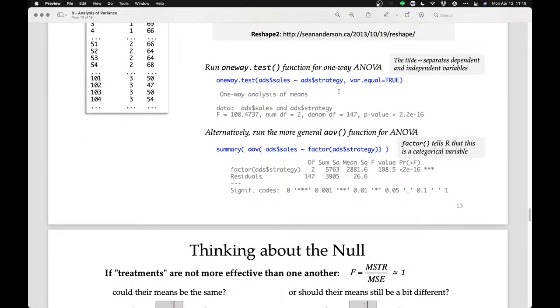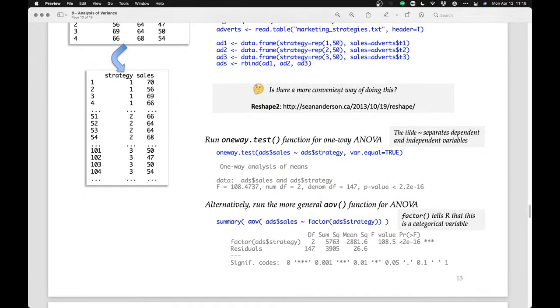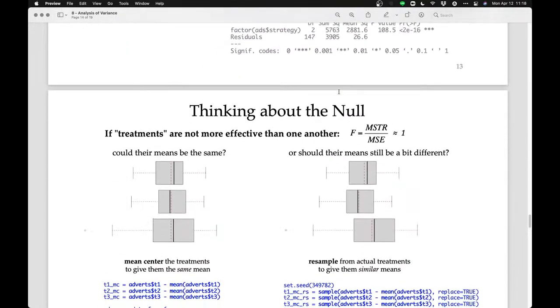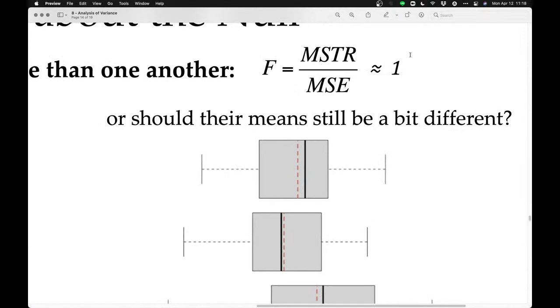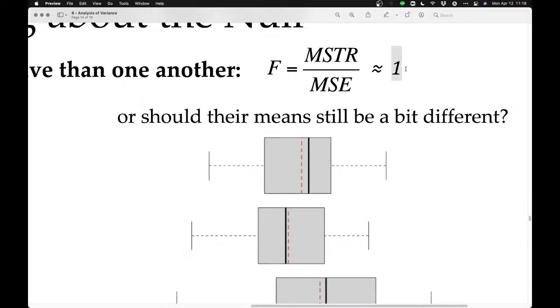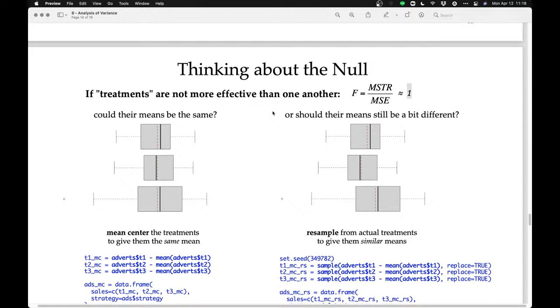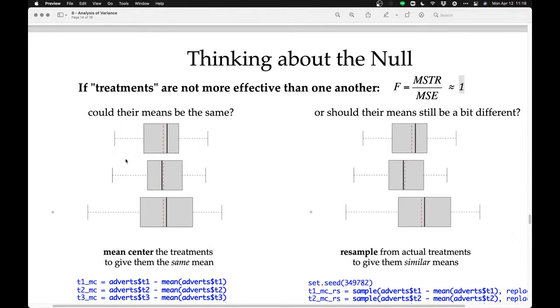So I want to try to bootstrap this thing, but I want to ask a little question before we bootstrap this. What does the world look like when F is equal to 1? If the treatment variance was the same as the error variance, which would mean our F value would be 1 or close to 1, what would that look like exactly? There's two possibilities, and I want you to think about which one is more reasonable.